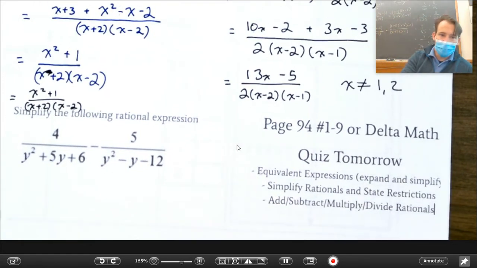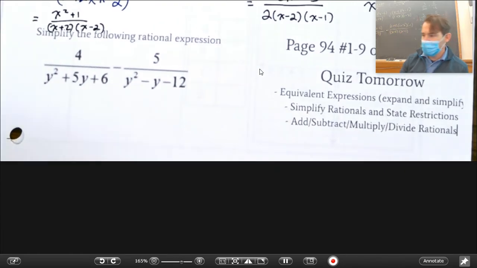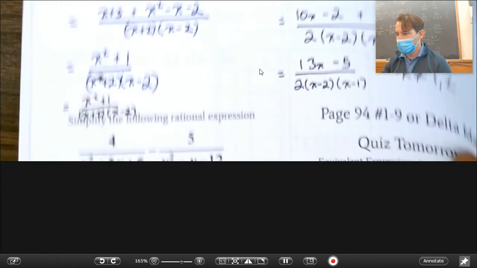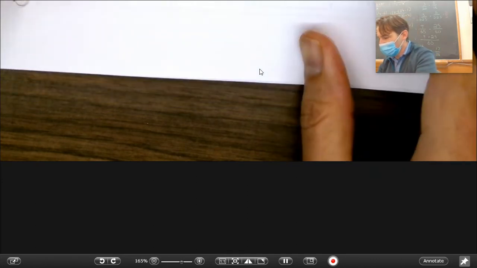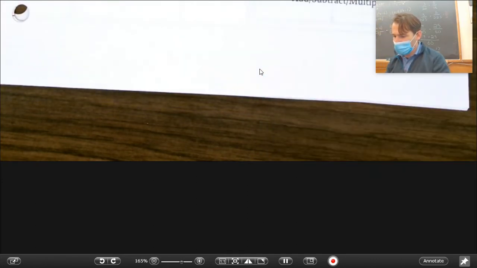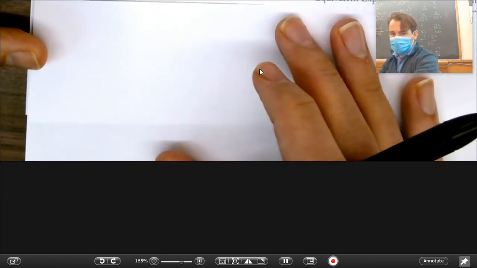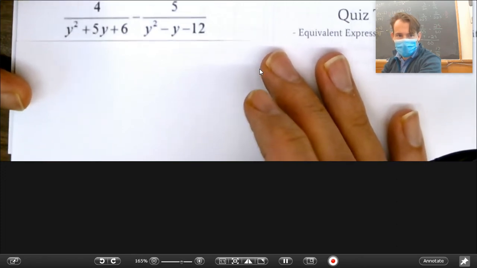Now, we have one more example to do together, and then it's time to get to work on some practice problems. So this one, I'm looking like I might run out of space. Oh my goodness. I like to write a little big. So let me put this in. All right. So now, let's take a look at this one.